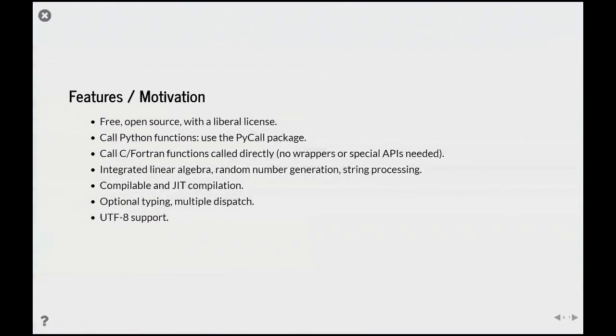So what are some of the features, some of the motivation for using this language? Like I said, it's a free open source language with a very liberal license. You can call Python functions using the PyCall package. You can call C and Fortran functions natively. You can call them directly. You don't need wrappers or APIs to connect to C. It's got a lot of built-in linear algebra, random number generation, string processing, and array processing functions.